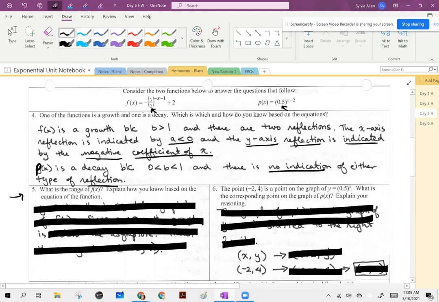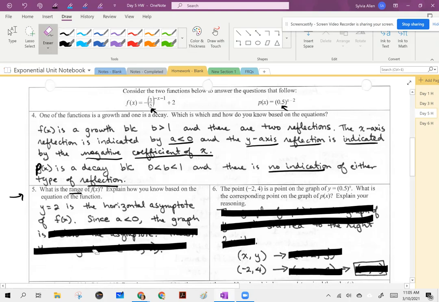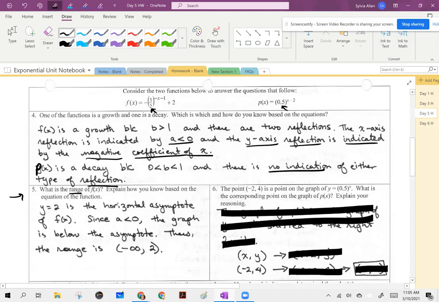What is the range of f of x? And explain how you know based on the equation. Okay, so what's going to help you with the range is not only the horizontal asymptote, but the a value, whether or not your function is above or below the asymptote. So y equals 2 is the horizontal asymptote. Since a is negative, the graph is below, therefore the range is going to be negative infinity to 2.